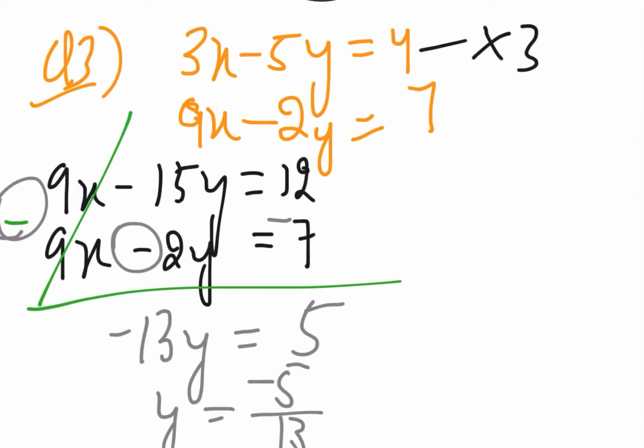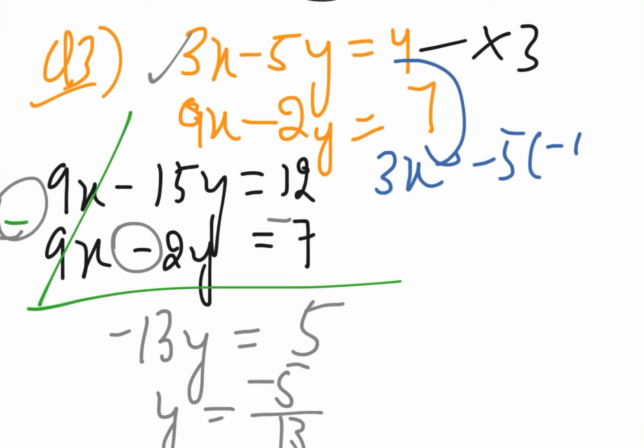Minus 5 by 13. Now again, I will put this value of y not in the changed equation. I will put it in the general equation. I can put it up here only. This is the equation. I can put the value of y here in this equation. So if I put the value of y here, I will get 3x minus 5 into minus 5 by 13 is equal to 4.